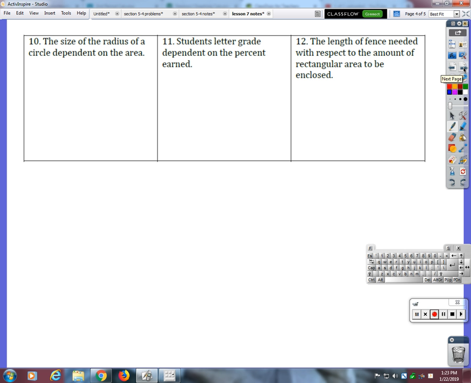All right. Number 10, the size of the radius of a circle dependent on the area. So now we're flipping it around, I guess, and we're changing the area instead of the radius. It says the size of the radius of the circle dependent on the area. That pretty much says the radius has to be, in this case, the dependent, and the area is the independent. Okay? Function, yes or no? Yes.